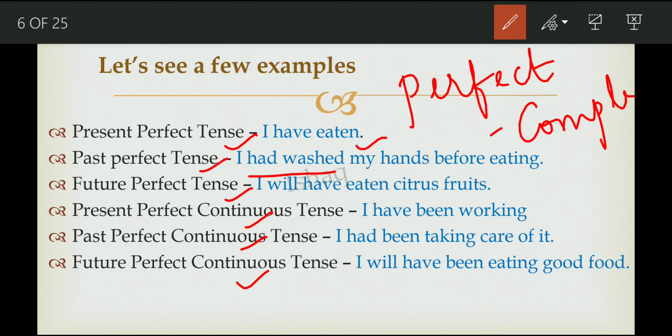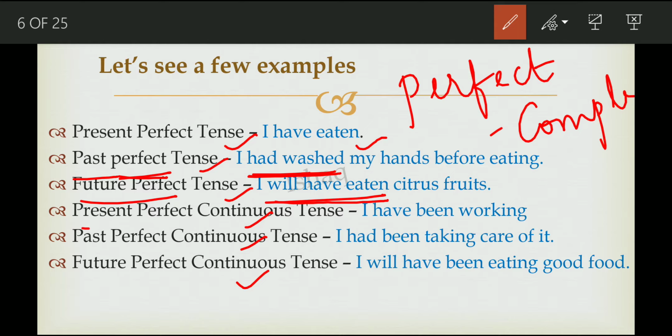If you see this example, I had washed my hands before eating. So there are two different actions. This is a completely different topic that we'll discuss in tenses. But here what you'll have to observe is in past tense, to tell perfect tense we used had washed. So, in past, completed action, and in future perfect tense, will have eaten, which tells it is in the future, and perfect tense which means in future the action will be completed.